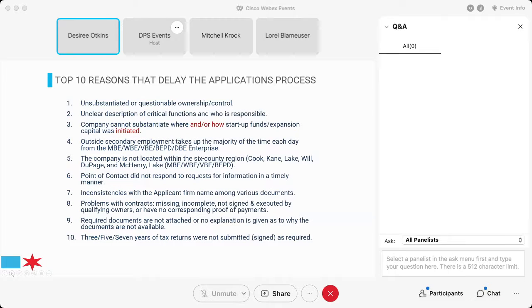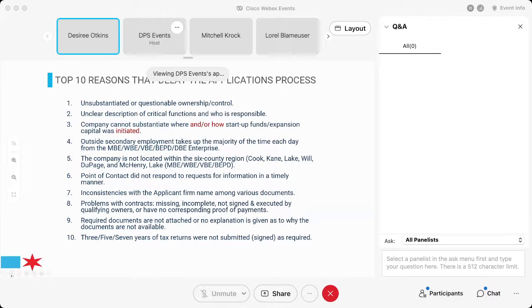Some of the reasons that delay the application process could be ownership and control. If there is unsubstantiated information that you provided, so you say one thing in the application, and then the documents that you provide tell maybe a different story or slightly different story. Sometimes it's just about being able to understand what the business actually does and communicating that throughout your application.